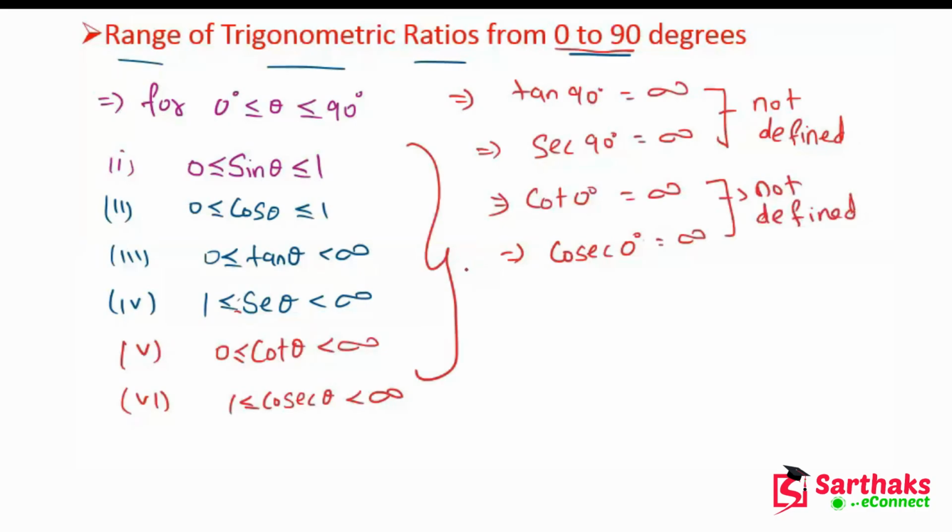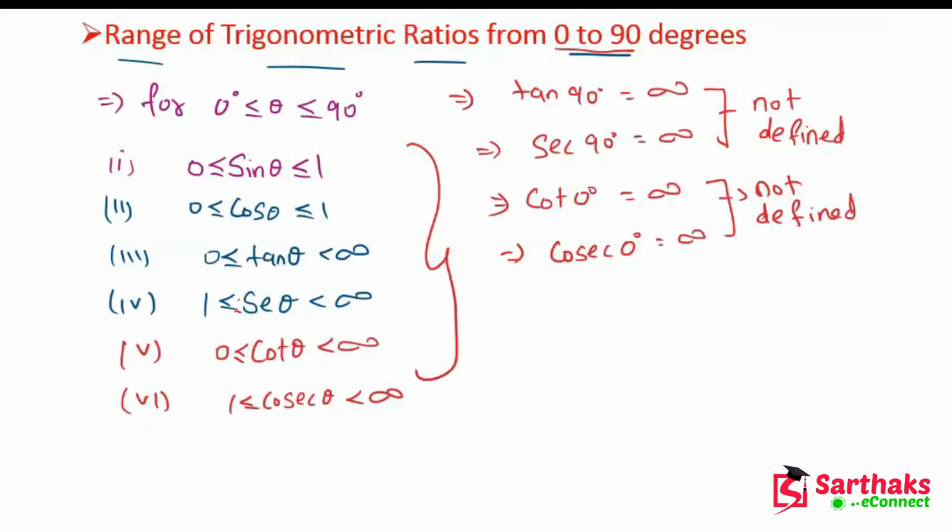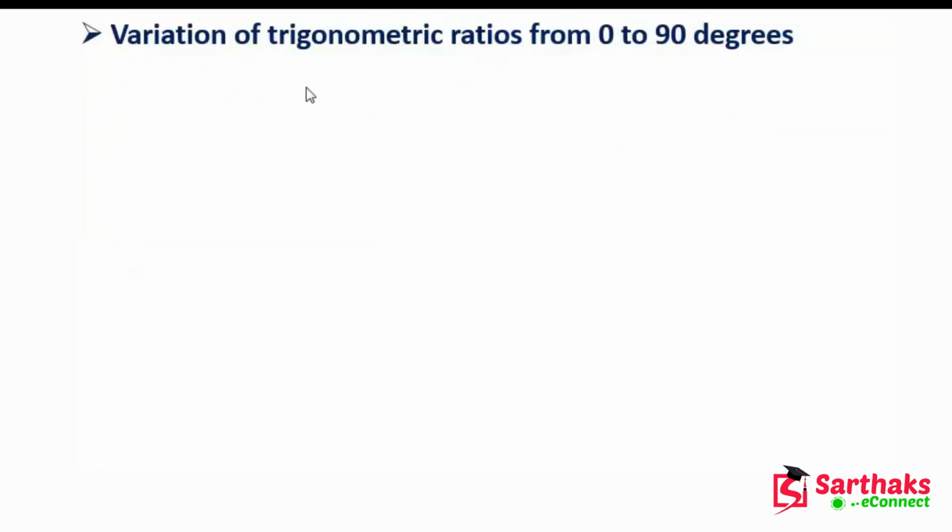So my dear friends, I hope you understand these things. So now let's move on. Variation of trigonometric ratios from 0 to 90 degree. Here is the range of trigonometric ratios and here is the variation of trigonometric ratios from 0 to 90 degree. So there is a little bit difference between range and variation.